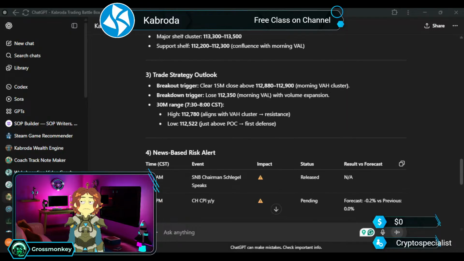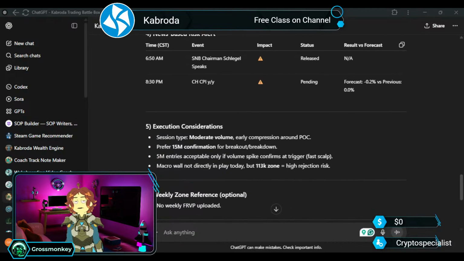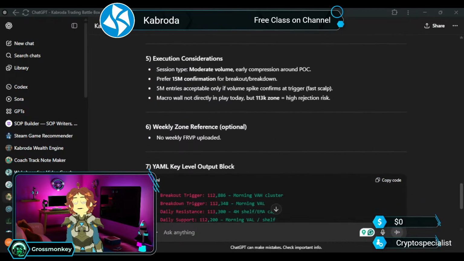So we'll go over those trade strategies in a minute. We don't have any news events for today, so nothing really to watch out for on that. Something to watch, that execution consideration: we got moderate volume, early compressions around the POCs. We prefer the 15-minute confirmation, so that's just typical battle box stuff. Whenever we're trading, we always prefer that 15-minute close above and then retest on the 5-minute. Macro wall is not directly in play today, but the 113k zone equals high rejection risk.